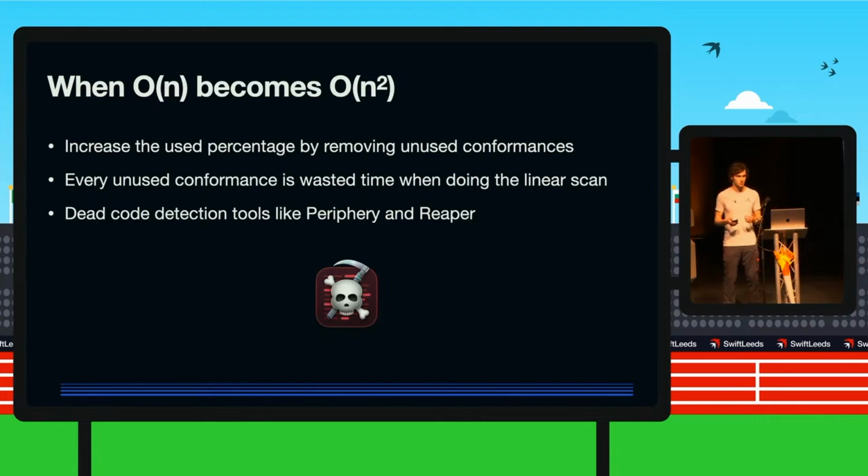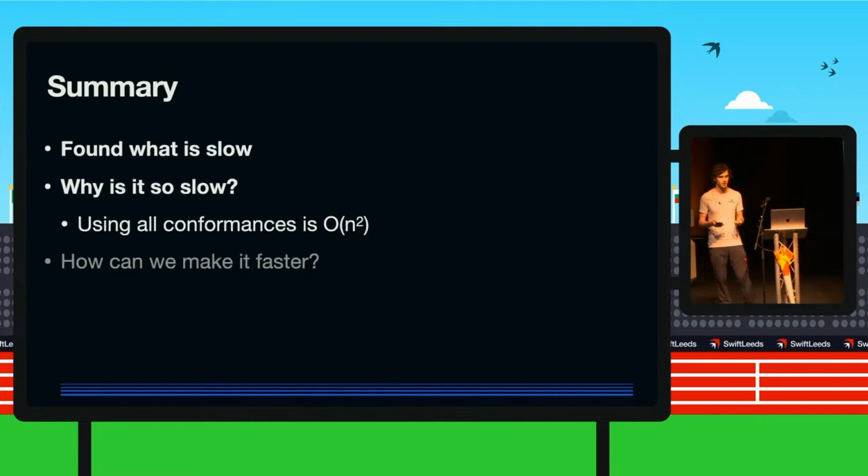But they are still going to be O of n squared. That's the key takeaway, and the answer to why it's so slow is that this operation is n squared. So if you add twice as many protocol conformances in your app, you'd expect your app to be 4 times slower. If you add 4 times as many, 16 times slower, right? It really adds up fast, makes it a lot slower.